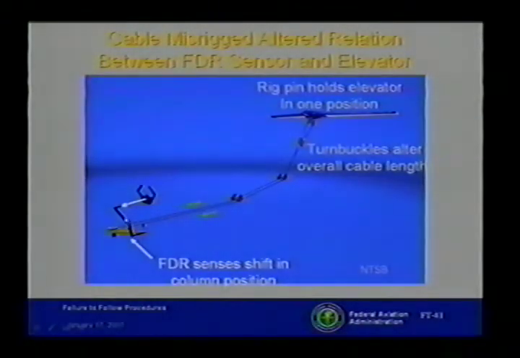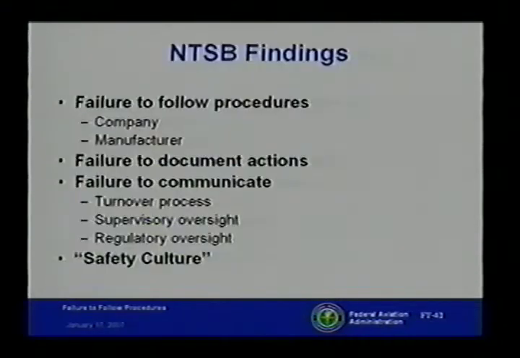The cable was misrigged, which altered the relation between the FDR sensor and the elevator. As you can see, the rig pin holds the elevator in one position up here. You've got turnbuckles which alter the overall length of the cable. And then you have the flight data recorder sensor up here, which senses the shift in the column position. That's all right up in here. When the column shifts, the flight data recorder senses that so that it can, hopefully we won't ever use them again, but we did on this particular one to show that there was a problem.